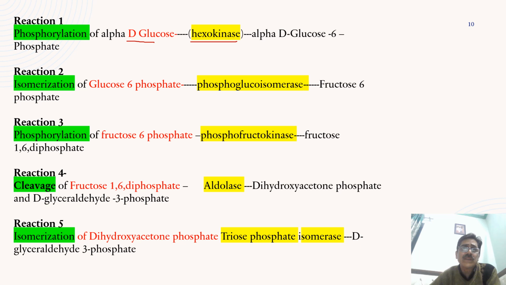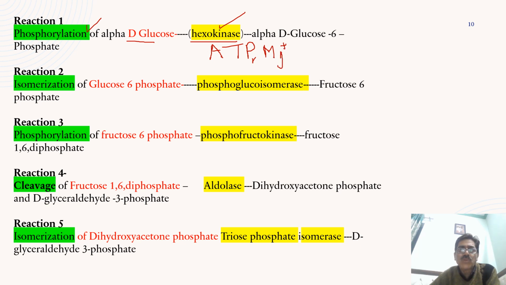We have to remember one thing: wherever you come across phosphorylation, the enzyme would always be a kinase, and secondly, ATP would be utilized in the reaction. ATP is utilized whenever we have a phosphorylation reaction. ATP is involved, kinase is involved, and secondly we have a metal ion, magnesium, which is used as a cofactor.